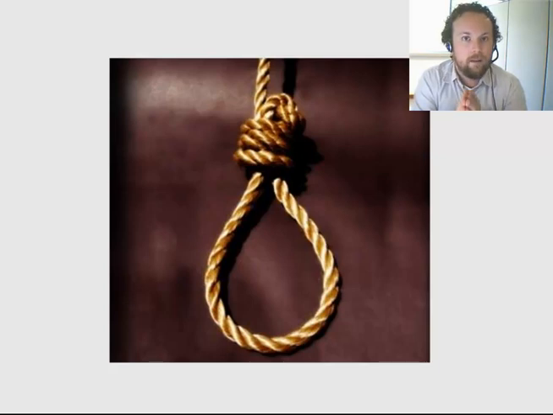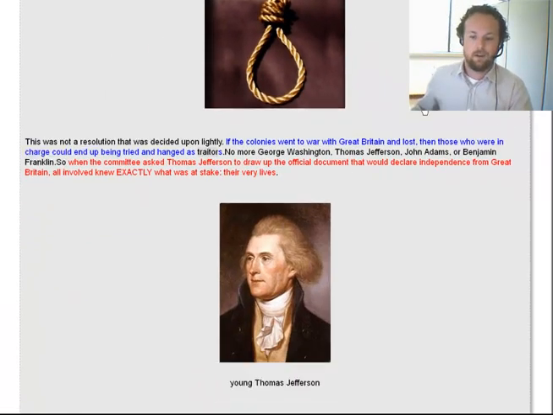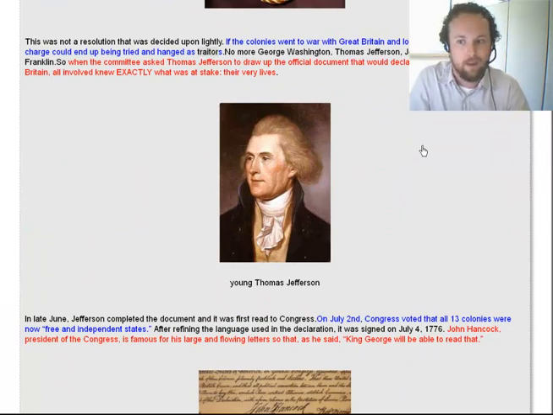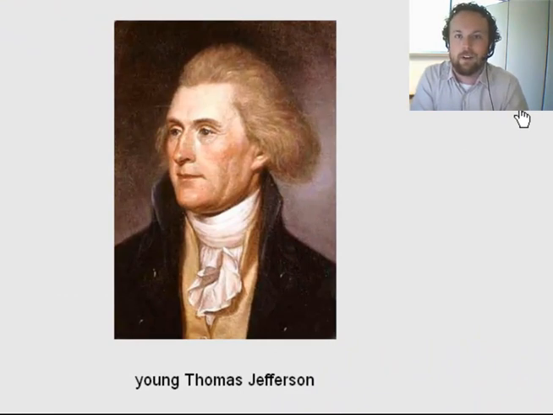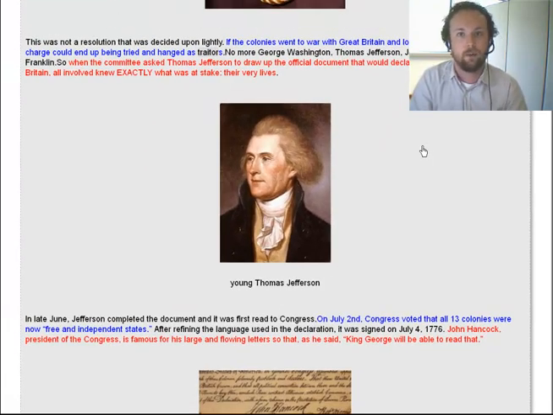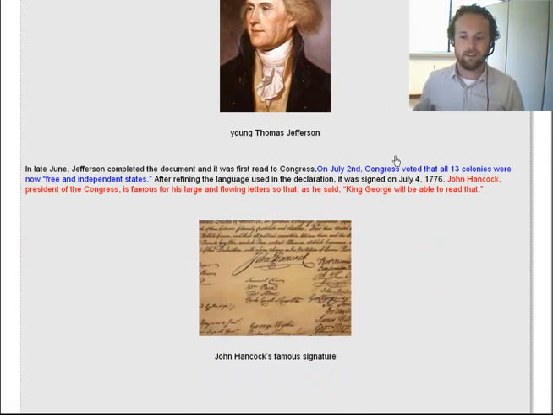So when the Continental Congress and the special committee that had been put together asked Thomas Jefferson to draw up the official document that would declare independence from Great Britain, everyone there knew exactly what was at stake, their very lives. So in late June, Jefferson had completed the document, and it was first read to Congress. And on July 2nd, Congress voted that all 13 colonies were no longer colonies, but were now free and independent states. And they took some time to refine the language used in the Declaration, and it was officially signed on July 4th, 1776.